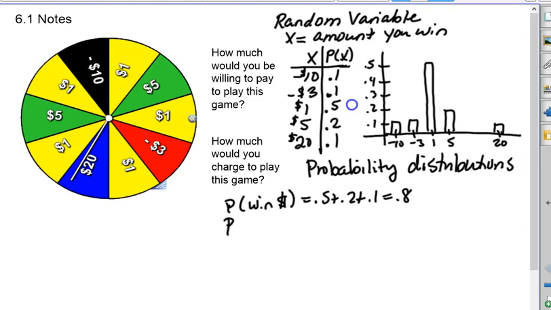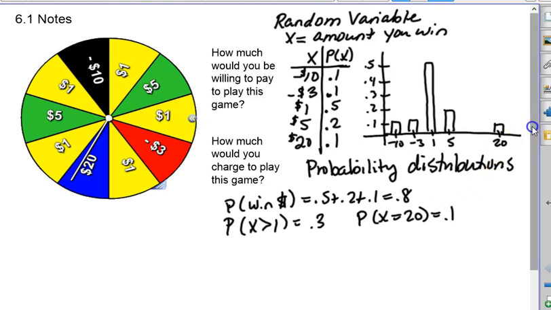If you wanted a big win, the probability of winning more than $1, so the probability that x is greater than 1, would be 0.3. The probability that x equals the big $20 payoff would be 0.1. So would you be willing to pay $1 to play the game? A couple dollars? Let's investigate the average now.